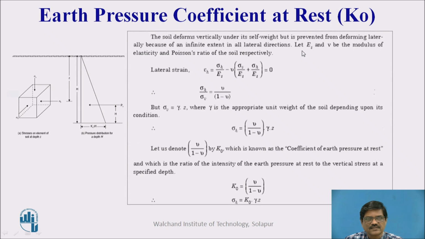Therefore, the lateral strain developed within the soil mass is going to be 0, as we consider that there is no lateral yielding of the soil mass. Therefore, lateral strain must be equal to 0. This lateral strain is written like this. Lateral strain is nothing but the summation of strains in all the directions.